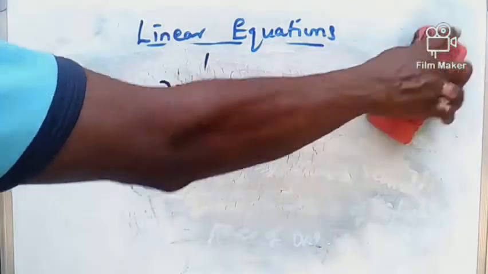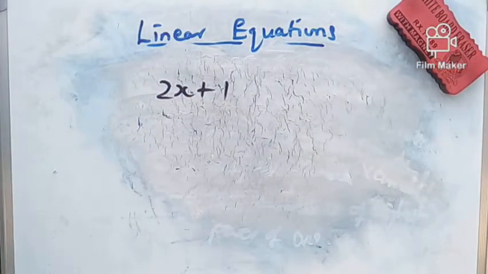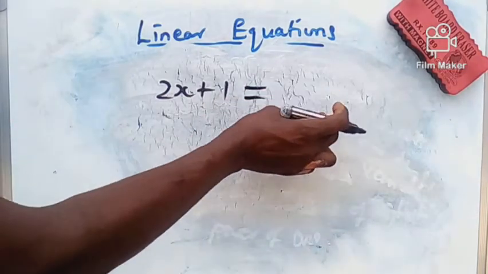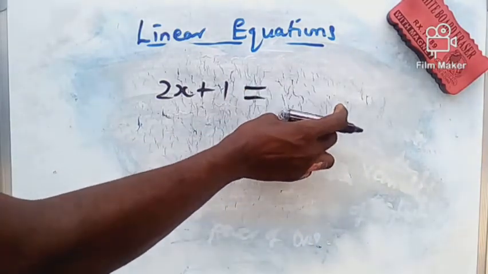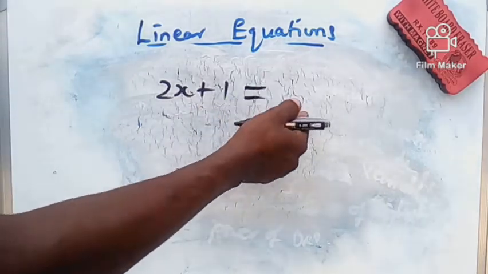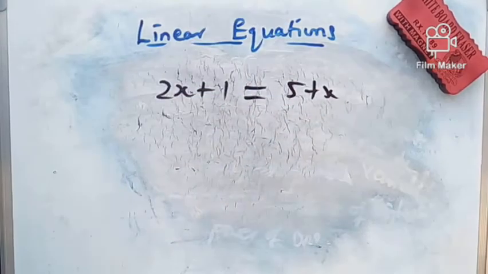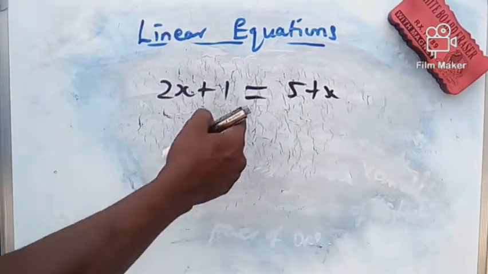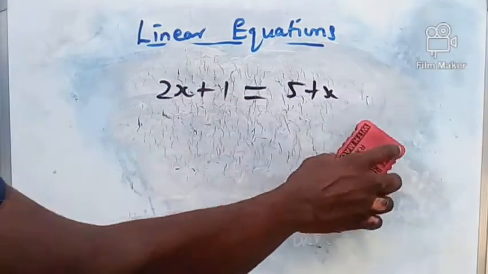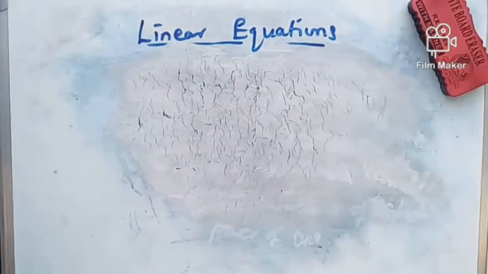Now, it's not just enough to write something like this. This is not an equation. It becomes an equation when I put an equality sign and then attach a variable here or a constant here, as the case may be. So if I write 2x plus 1 and then say that it is equal to 5, or it is equal to 5 plus x, this becomes what? An equation. So what forms an equation is the presence of what? Equality sign.